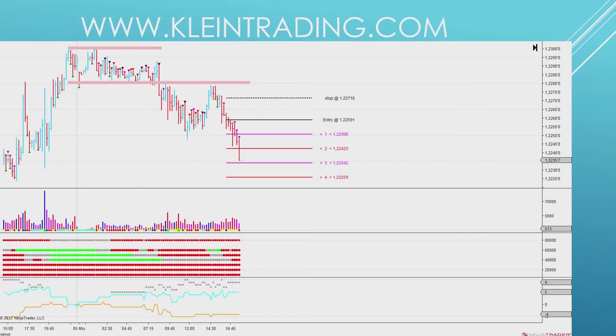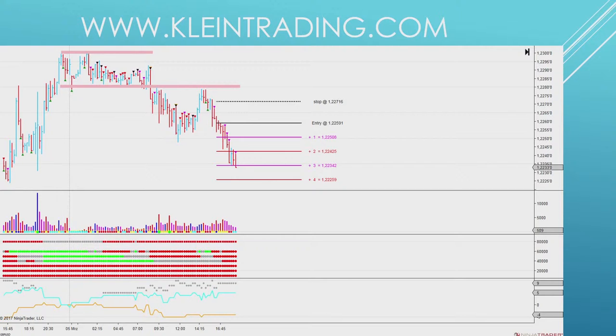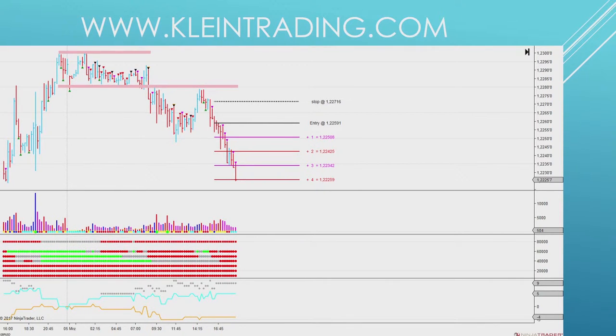Here we close underneath line number 2. That means the stop goes automatically to break even. Nothing happened so far. Here we close first time underneath line number 2, so I will move my stop to line number 1, or a close above line number 2. Now we have a close underneath line number 4, and again I move my stop to line number 2, or I will go out of the market if the market is going to close above line number 3.